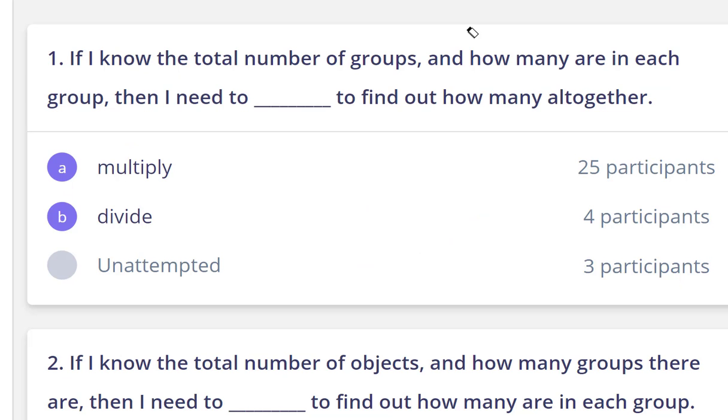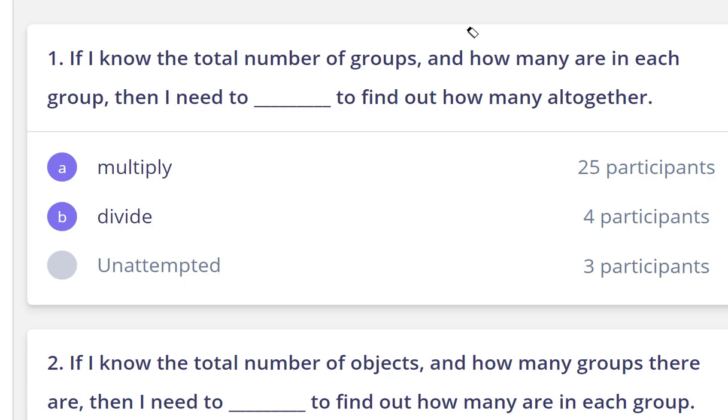Okay, let's start with the first question in the first quiz. Ali Dawhi. Here. Okay, if I know the total number of groups and how many are in each group, then I need to do what to find how many altogether?